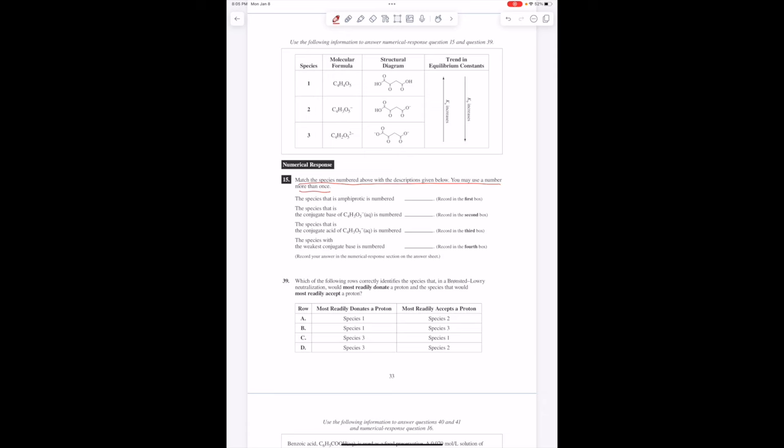Okay, the species that is amphiprotic. Amphiprotic means it can be on both sides of the chart. So if it's on both sides of the chart, here's what that means. It can give an H, it can take an H. So this one could give an H, but it can't take. This one's already two negative. I'm assuming it can grab two H's but can't give, but there are two H's there. I'd say it's number two.